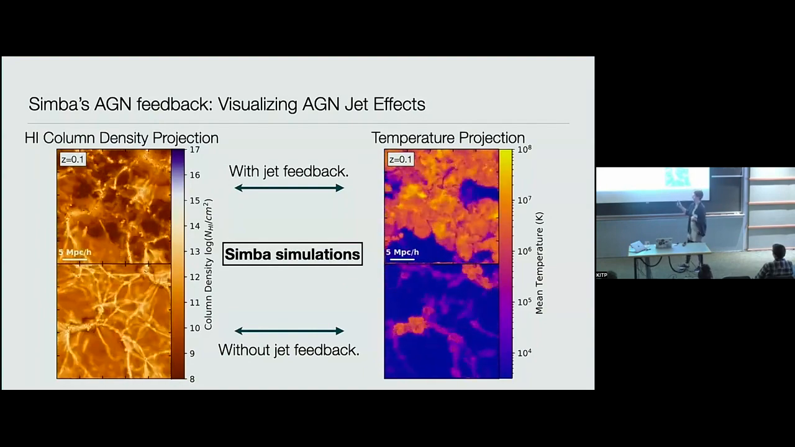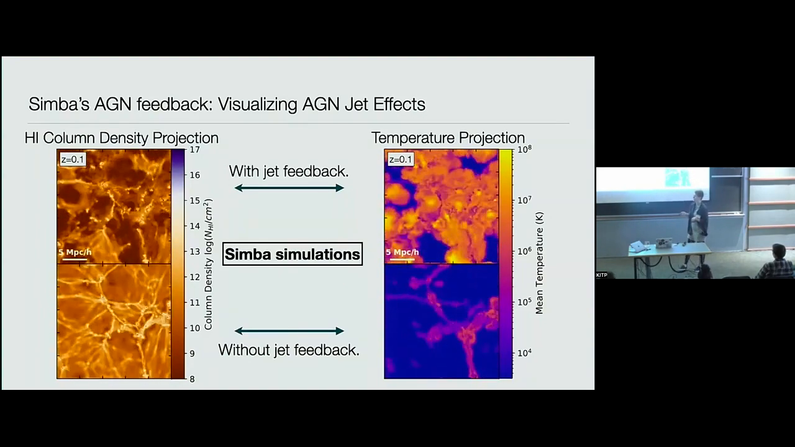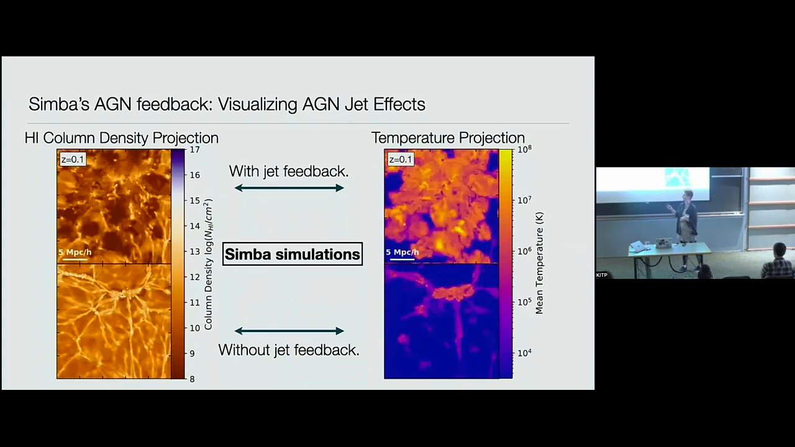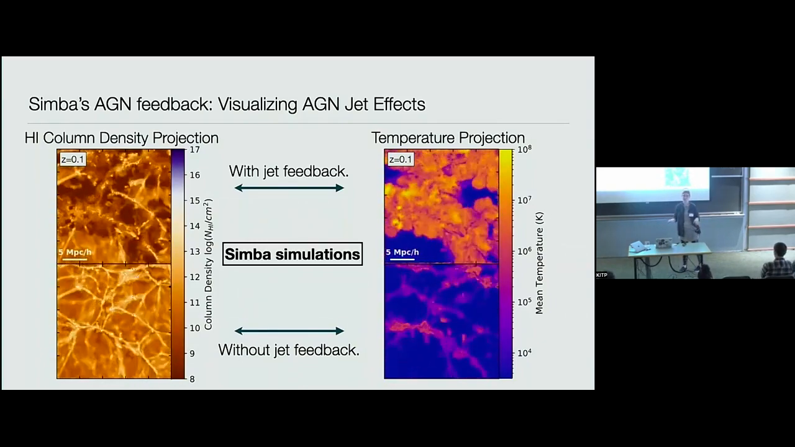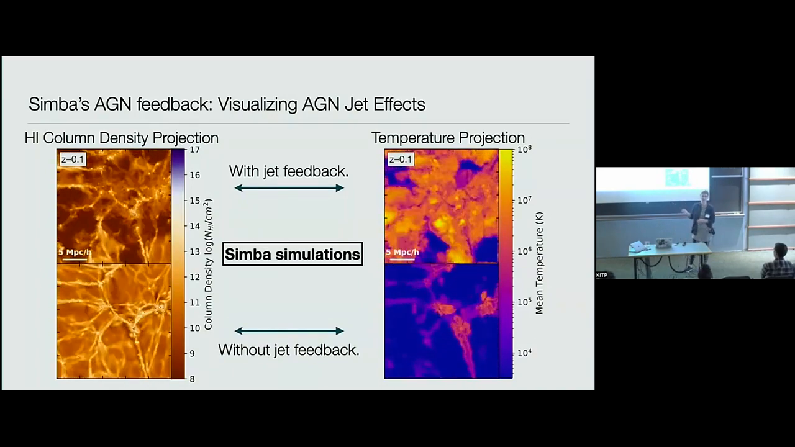And on the left, you can see the neutral hydrogen column density projection. And you can see it's kind of blasting voids into the neutral hydrogen. It's really removing a lot of that neutral hydrogen from the column densities that are associated with the Lyman alpha forest.